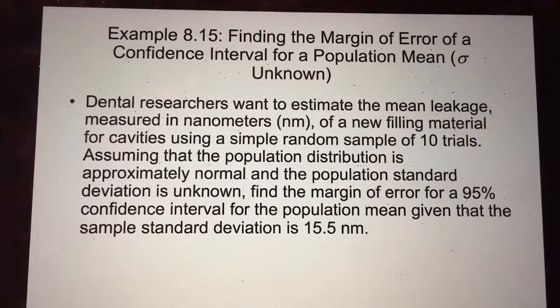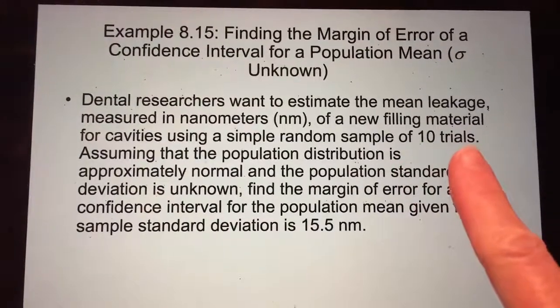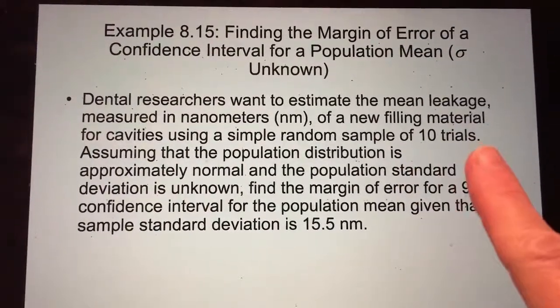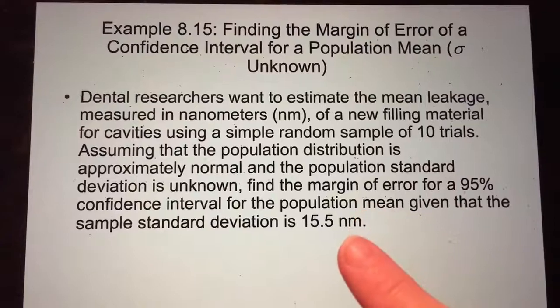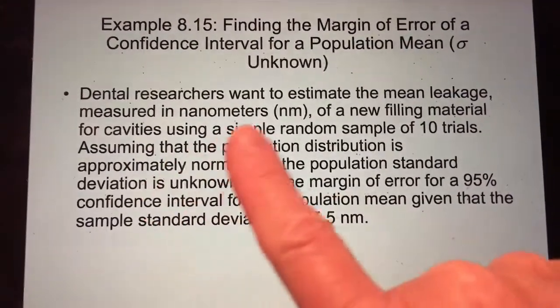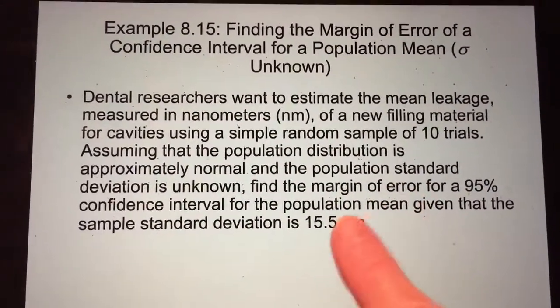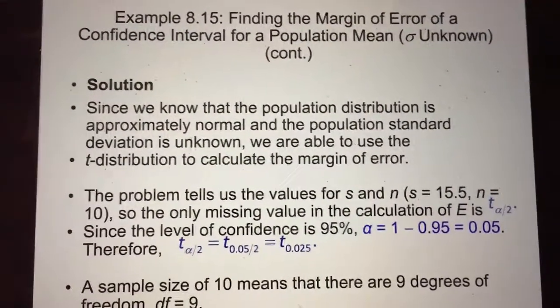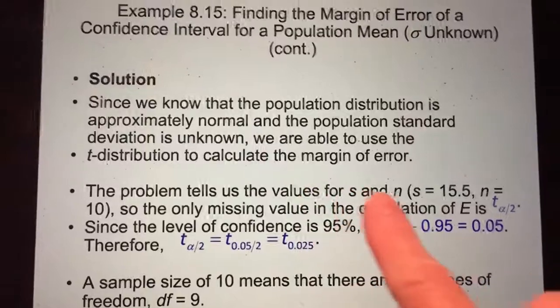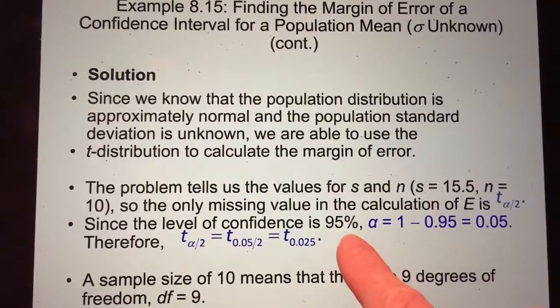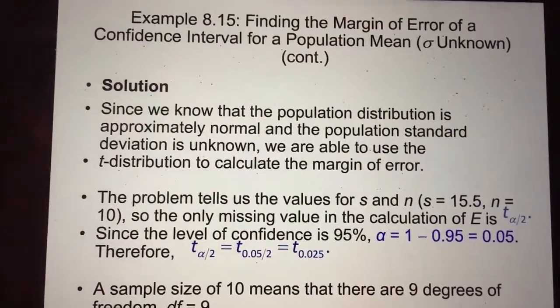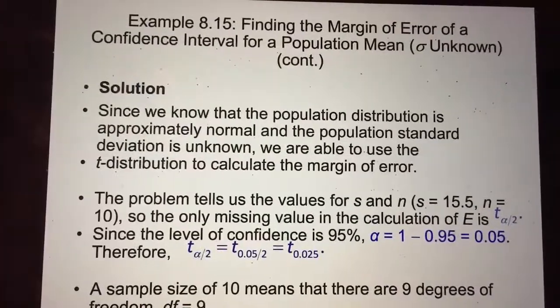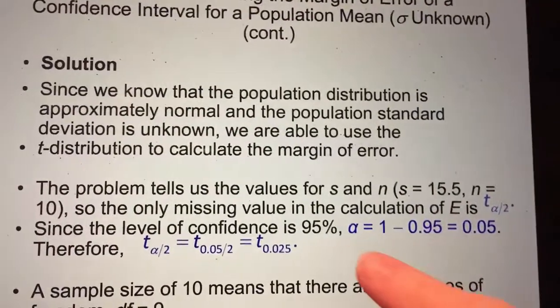So we're going to remember the trials is 10. That means n is 10. That means n is less than 30. But we do have approximately normally distributed, so we can use the t distribution. So we go over here to the next one, and then we're saying, okay, we have 95%, which means we're going to have 95%.